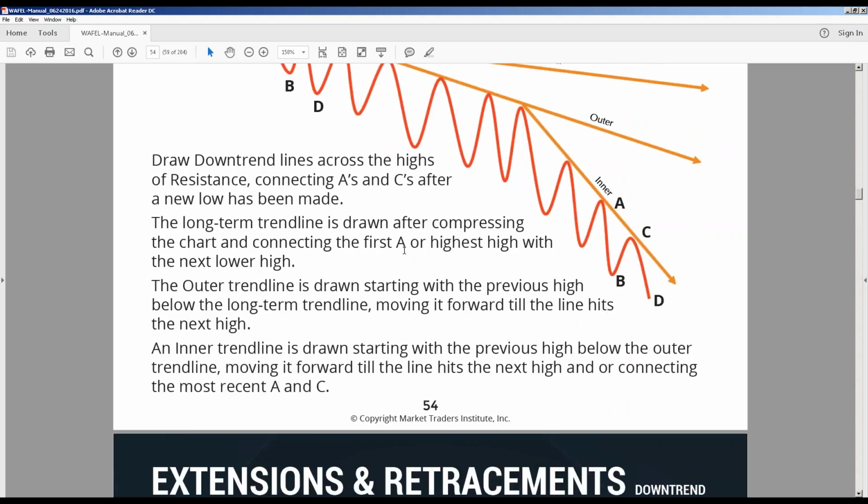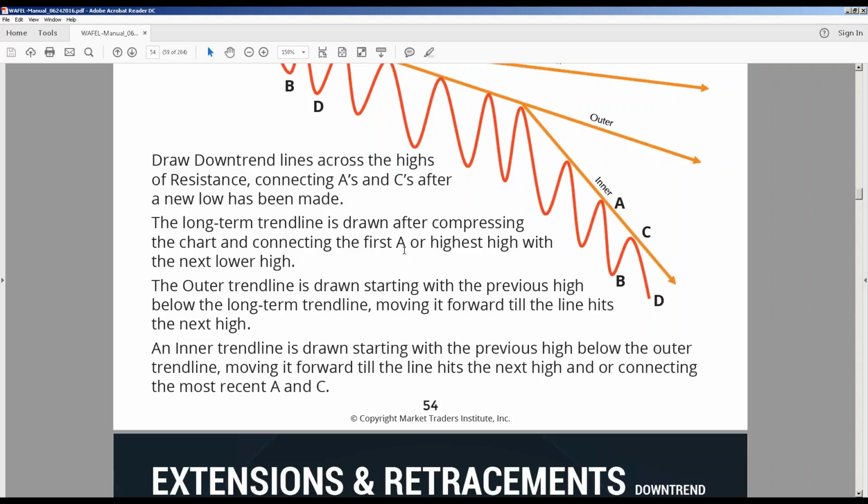Draw down trend lines across the highs of resistance connecting A's and C's after a new low has been made. The long-term trend line is drawn after compressing the chart and connecting the first A or highest high with the next lower high. The outer trend line is drawn starting with the previous high below the long-term trend line, moving it forward till the line hits the next high.